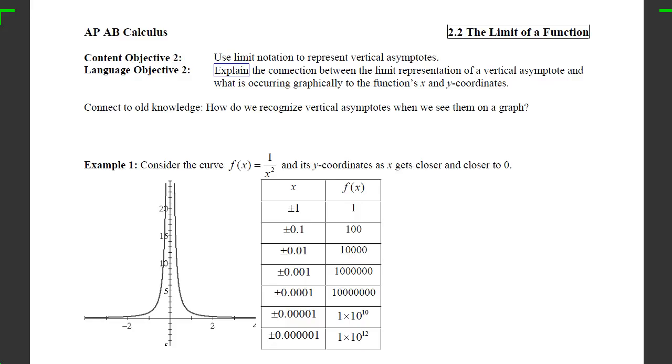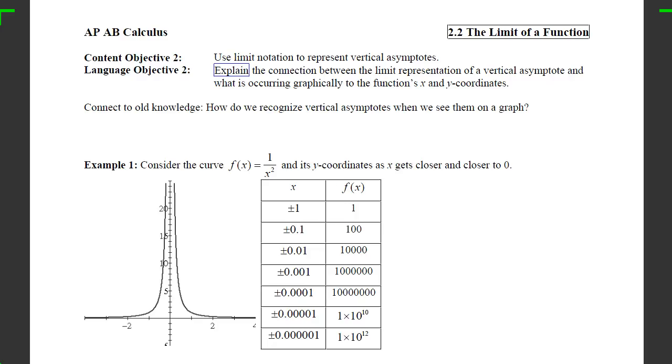This is Content Objective 2 for Section 2.2, the limit of a function, and with this objective we will be using limit notation to represent vertical asymptotes. So by the time we're done with this objective, you should be able to explain the connection between the limit representation of a vertical asymptote and what is occurring graphically to the function's x and y coordinates.